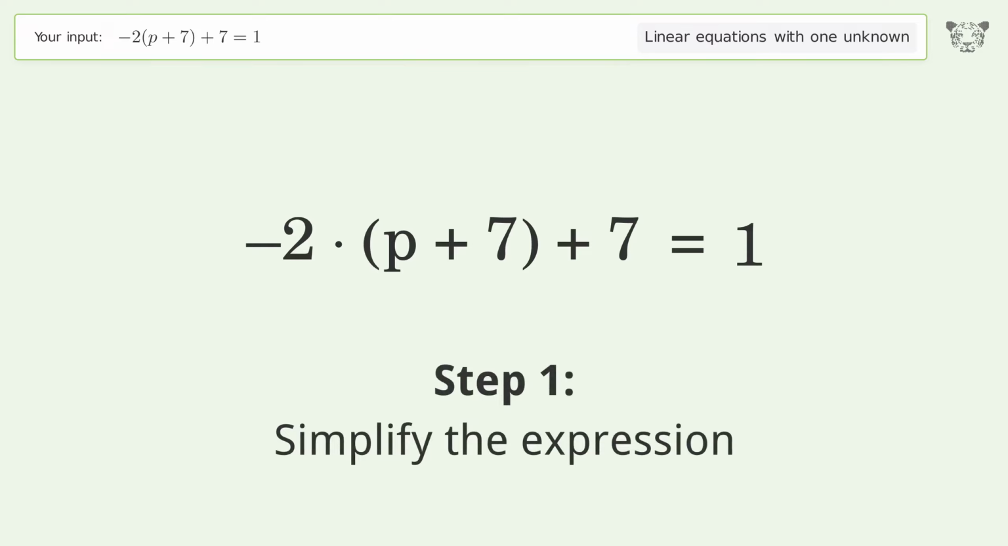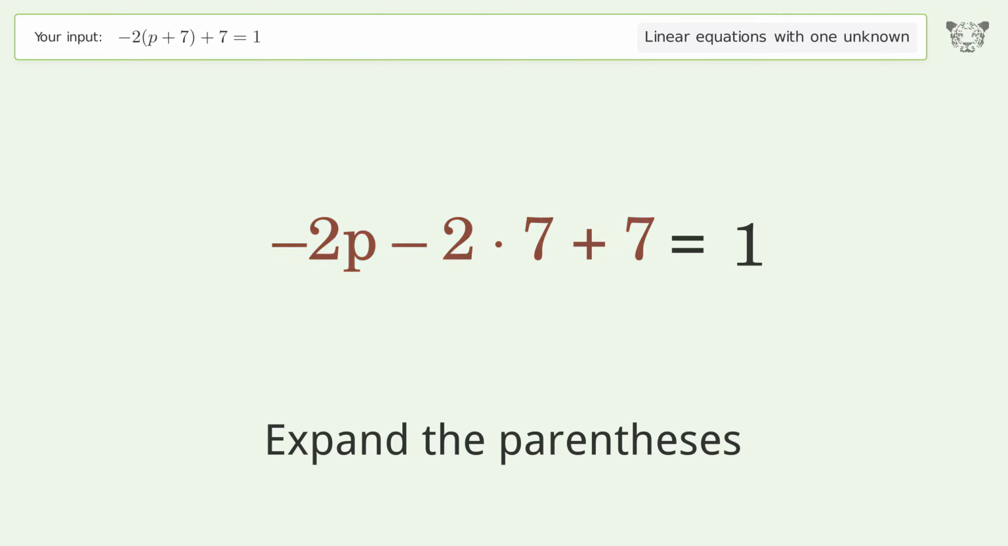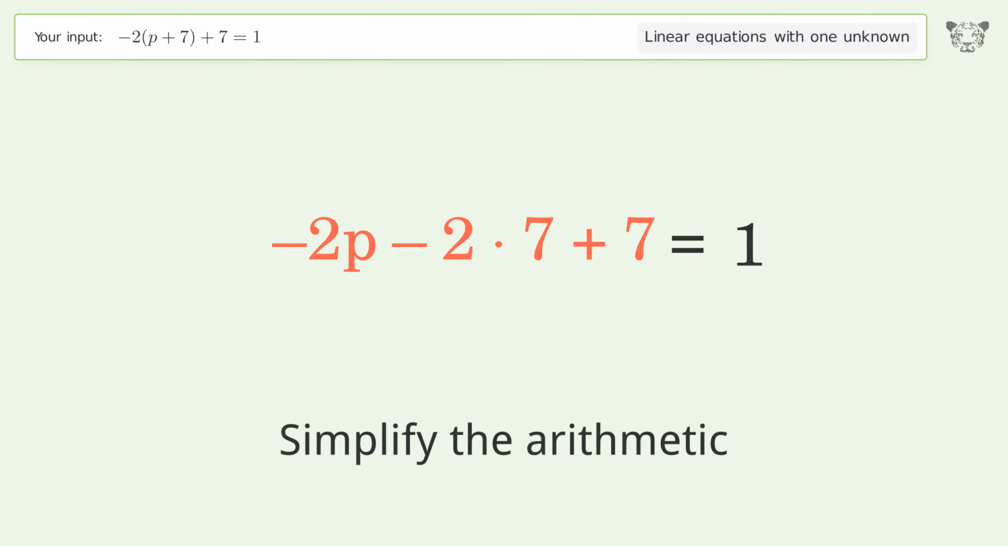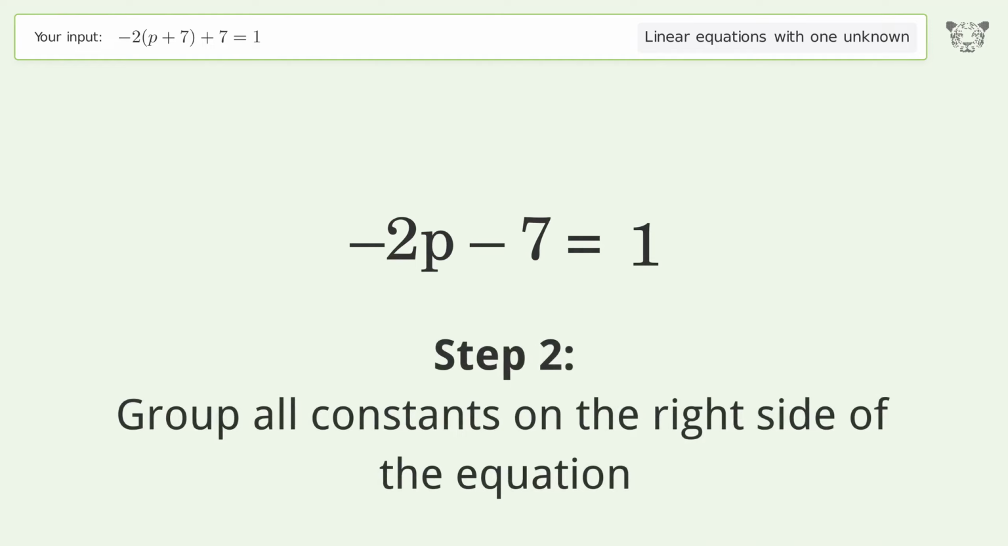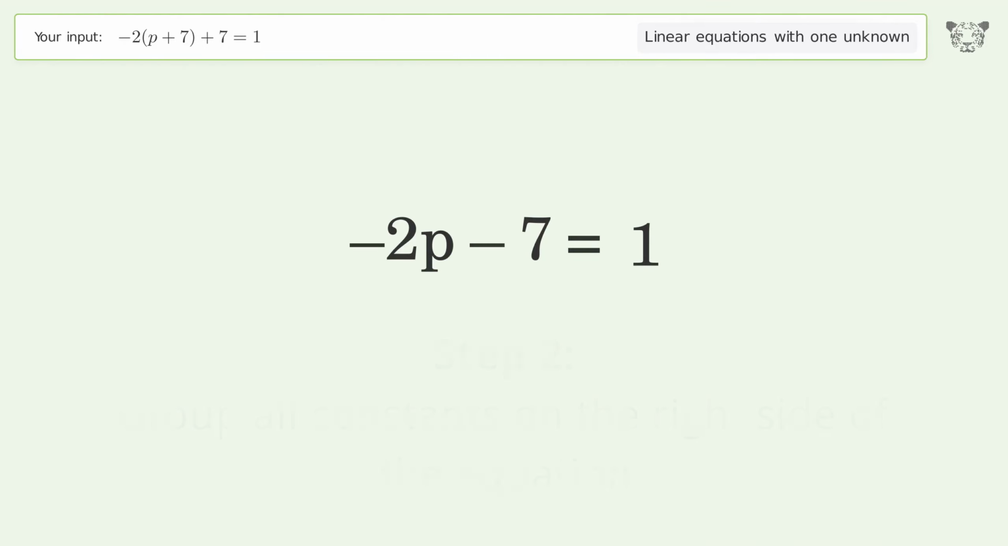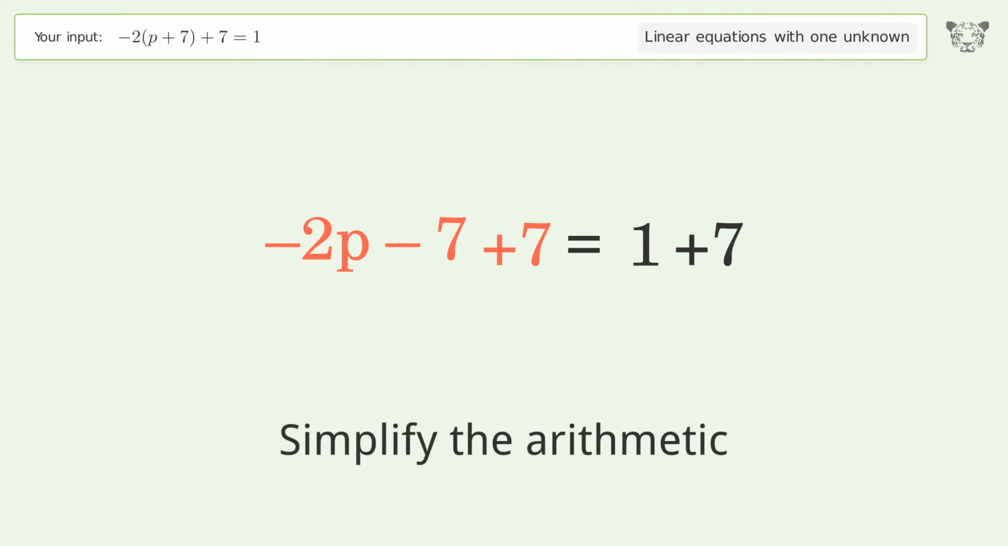Simplify the expression. Expand the parentheses. Simplify the arithmetic. Group all constants on the right side of the equation. Add 7 to both sides. Simplify the arithmetic.